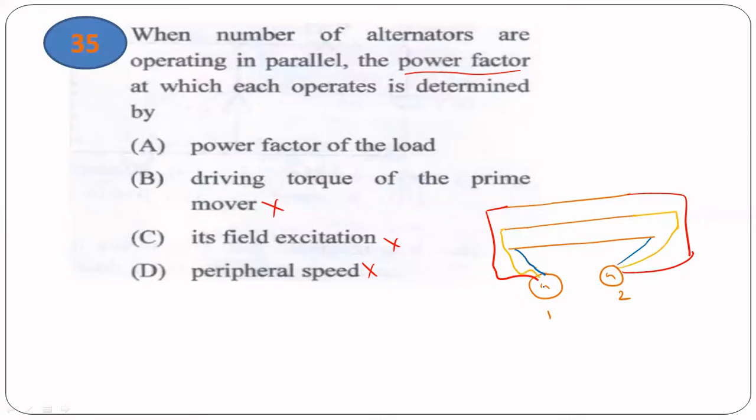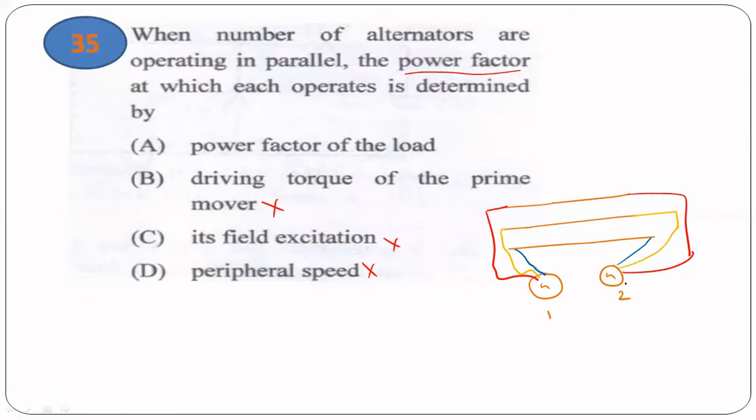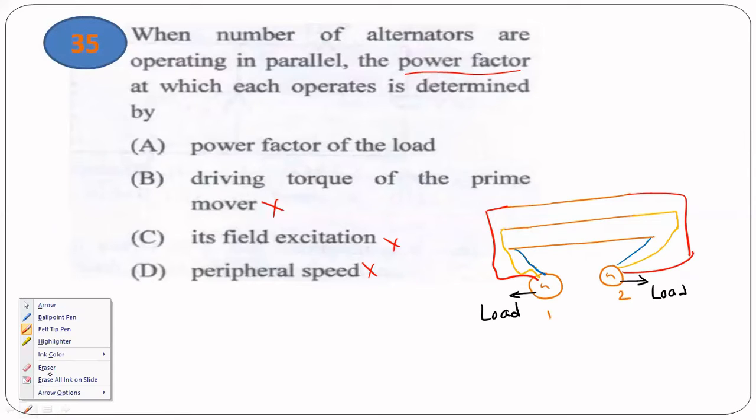Now, whenever these two alternators are connected, please remember that they are connected in parallel, but they also have their own load connected. So, of course, the power factor at which the alternators are operating is determined by the power factor of the load. It is because the alternators are not only connected in parallel, they also have their own loads. In that sense, the power factor at which the alternator operates depends on the power factor of the load.